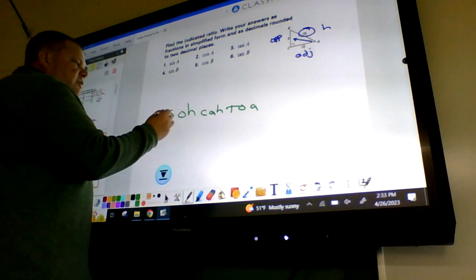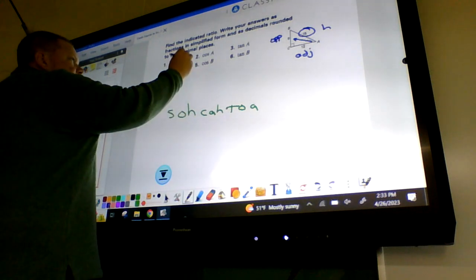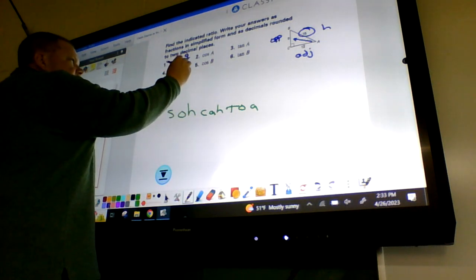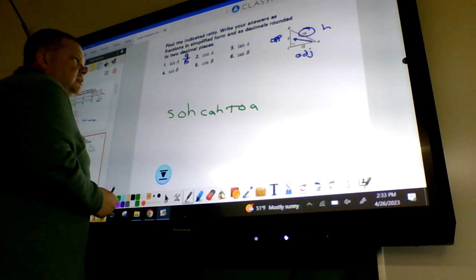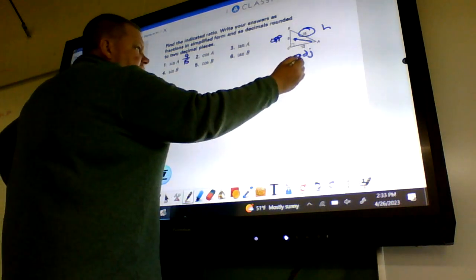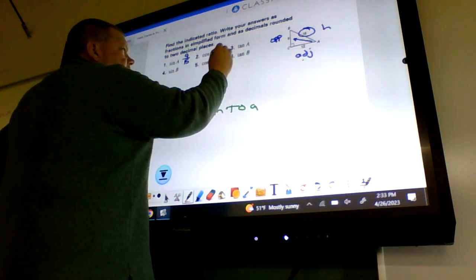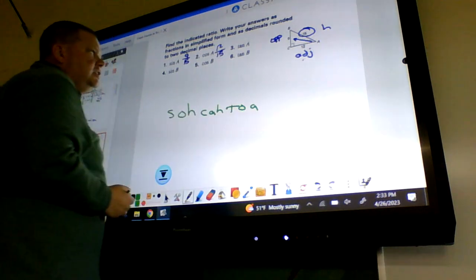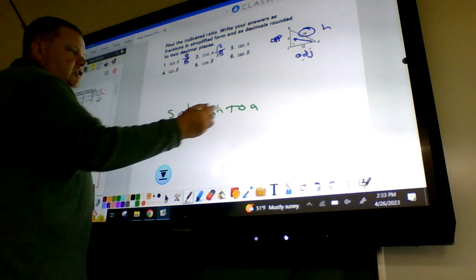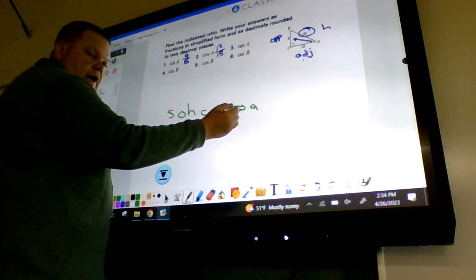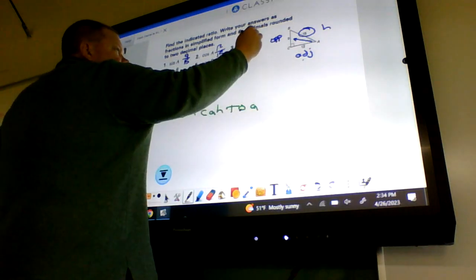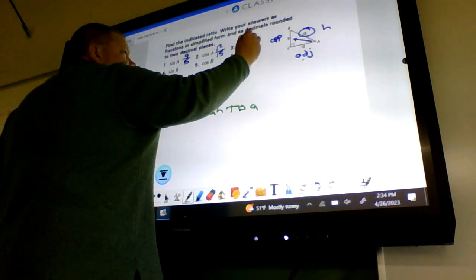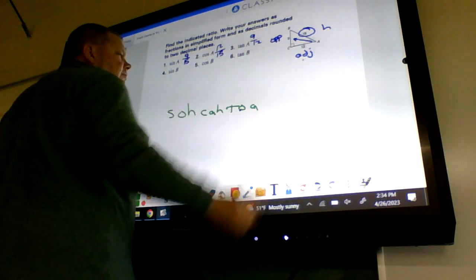So when I go to do sine as opposite over hypotenuse, my opposite side is 9, my hypotenuse is 15. For my cosine, I'm using the adjacent side, which is 12, over the hypotenuse, which is 15. And for the tangent, it's OA, so opposite over adjacent. My opposite side is 9, my adjacent side is 12.